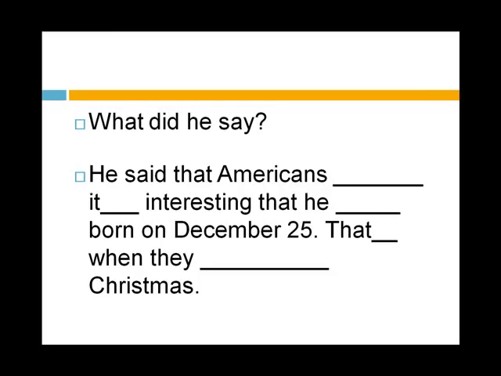What did he say? He said that Americans think it's interesting that he was born on December 25th. That's when they celebrate Christmas. We can keep the verb tenses as they are because, first of all, this is immediate reporting, and the second sentence is a fact.